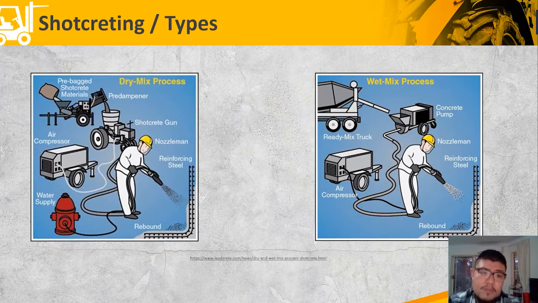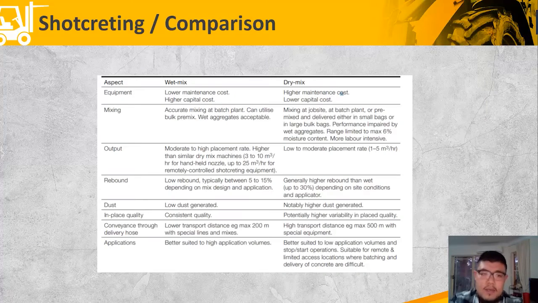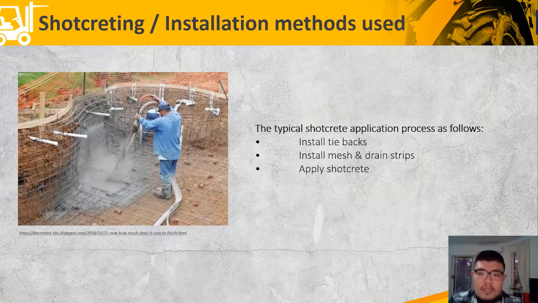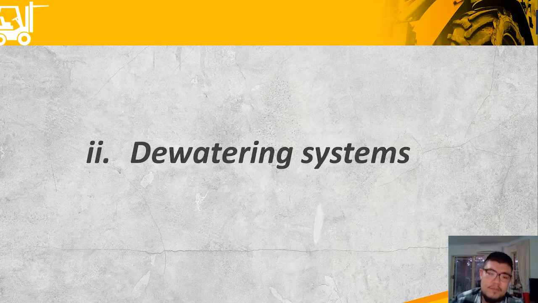And these are two types of shotcreting. The first is the dry mix process, and the second one is the wet mix process. This is a comparison of two different methods. And here's the typical application process of shotcreting: install tie backs, install mesh drain strips, and apply the shotcrete as the final step.